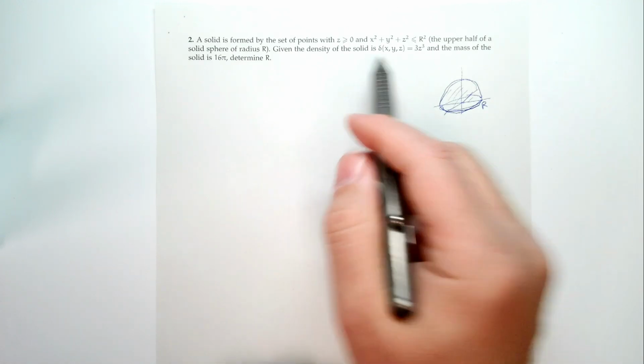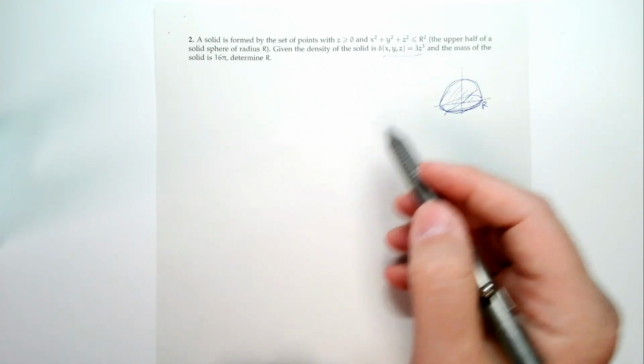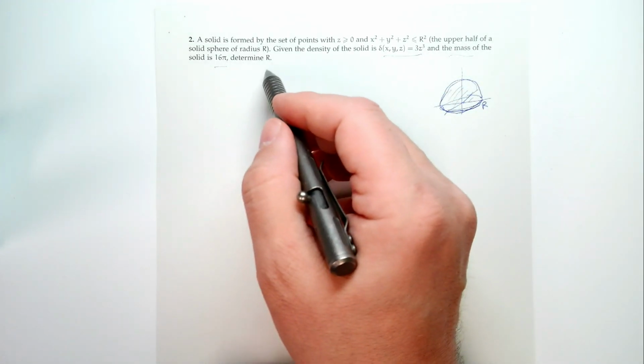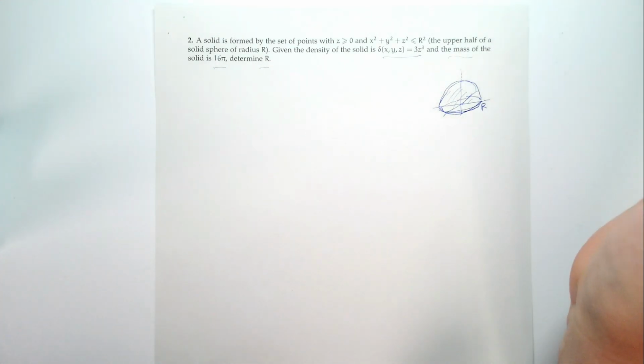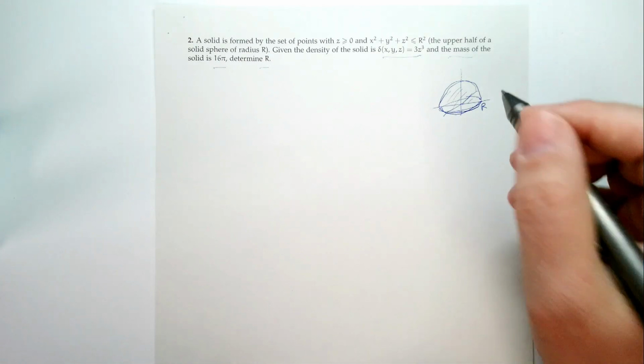Now, what are we going to do? The density is given by 3z cubed, and the mass is 16 pi. The question is, what's R? So normally, we do it the opposite way: we have our region, we start with the density, and we find the mass. But now they've told us the mass, and we're going to try to figure out what exactly our region is. And so the idea here is, we have the mass.